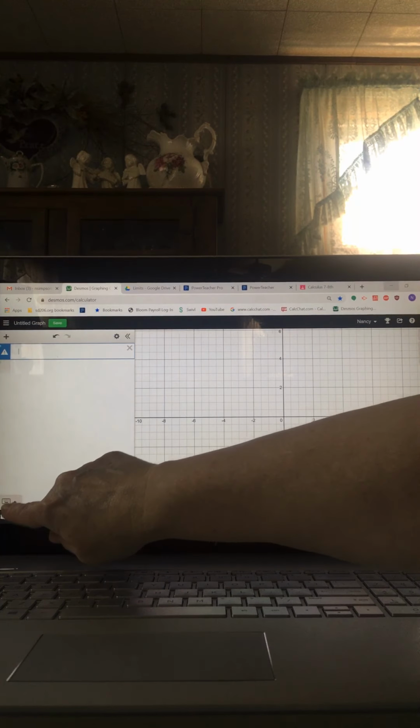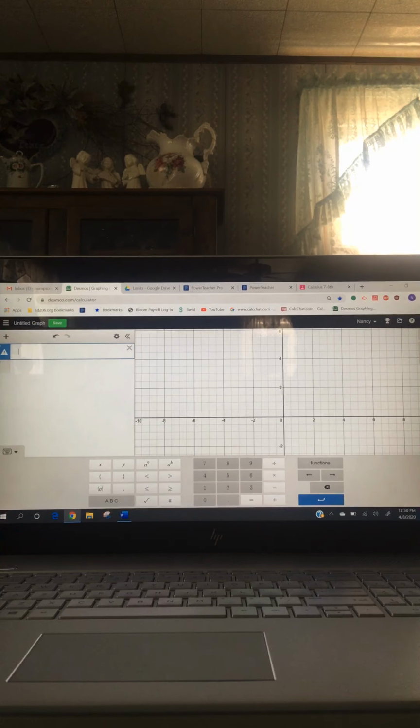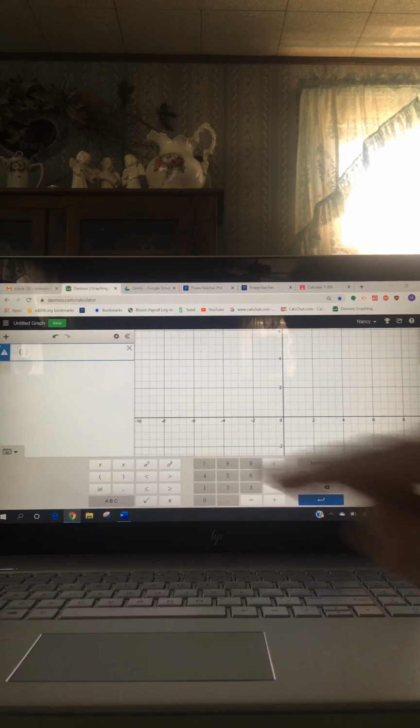First off, you need to come over to this little window there and press it so I can get a keyboard. Whenever I have a numerator of more than one term and then a denominator, I need to start out with a parenthesis. So I'm going to do the problem x minus 2 all over x squared minus 4.